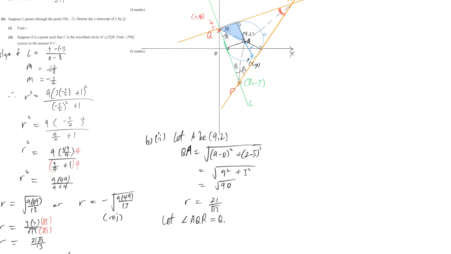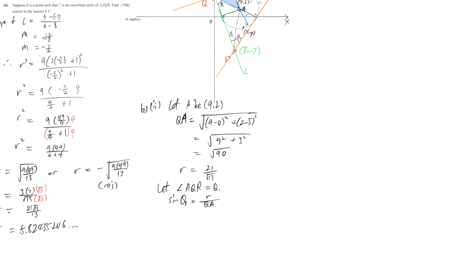We have the opposite side and the hypotenuse, so we are going to use the sine ratio. Sine theta 1 is equal to the opposite, which is R, divided by QA. We get sine theta 1 is 0.613940613 something. And then we just take shift sine, the inverse, and we get 37.87498365 something.